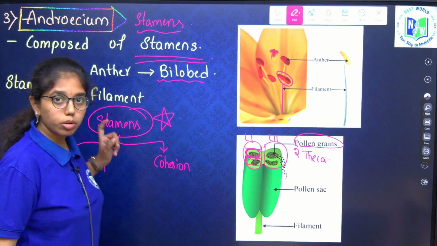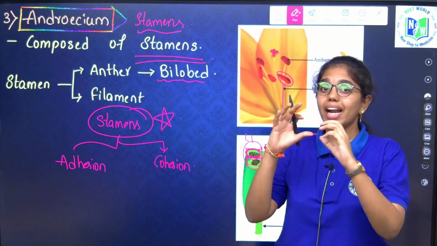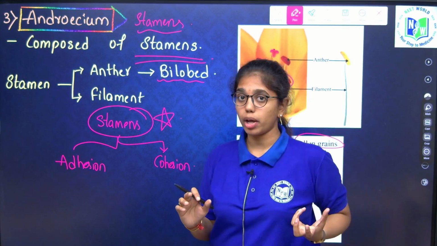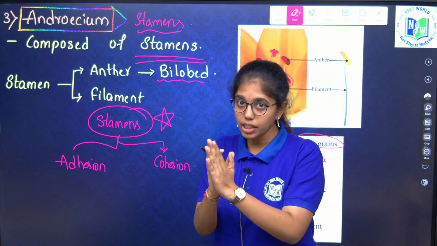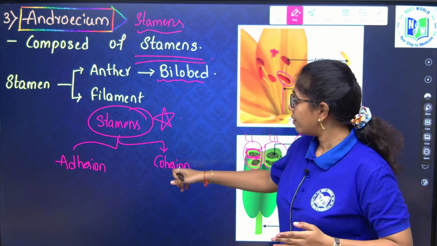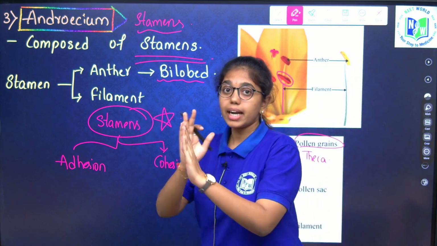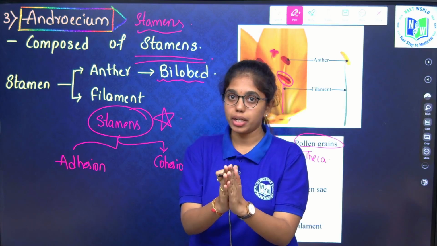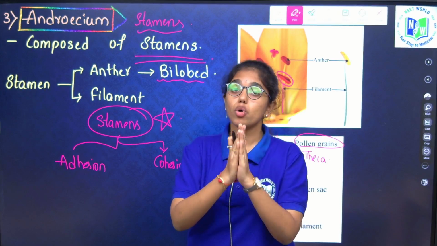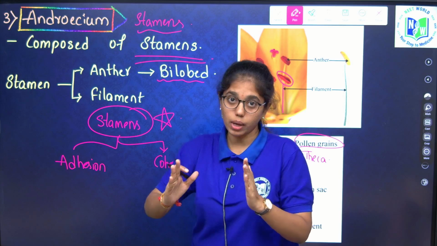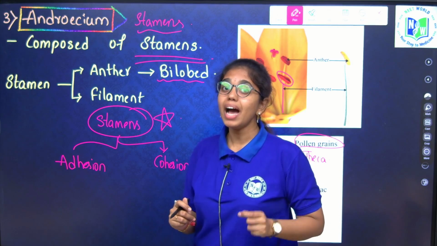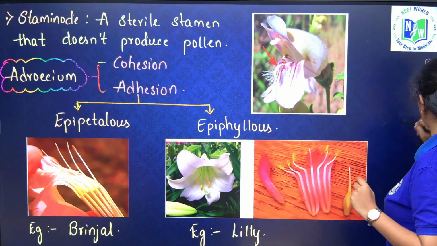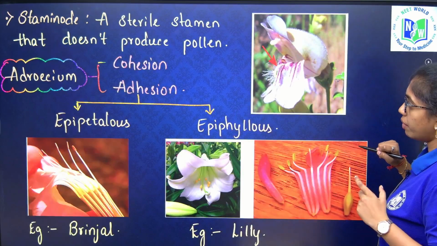Androecium is composed of stamens. If stamens are attached to each other, based on that attachment we again have monadelphous, diadelphous, polyadelphous, which are different. If only stamens are attached to each other, we call it cohesion. If stamens attach either to the petals or to the gynoecium, we call it adhesion. If stamens attach to other floral parts, in simple terms, we call it what? Adhesion. Now, we will look into it.